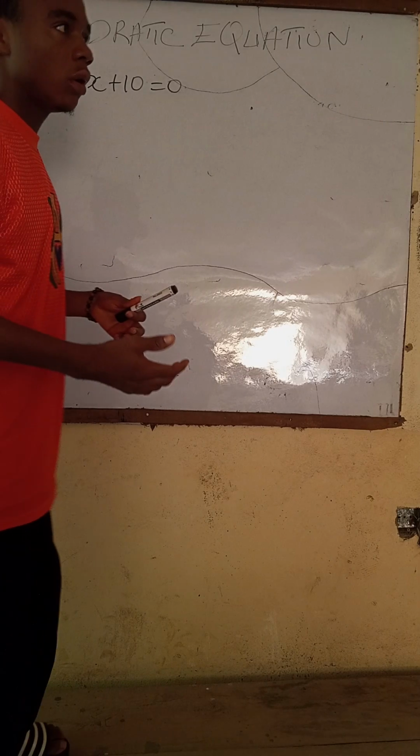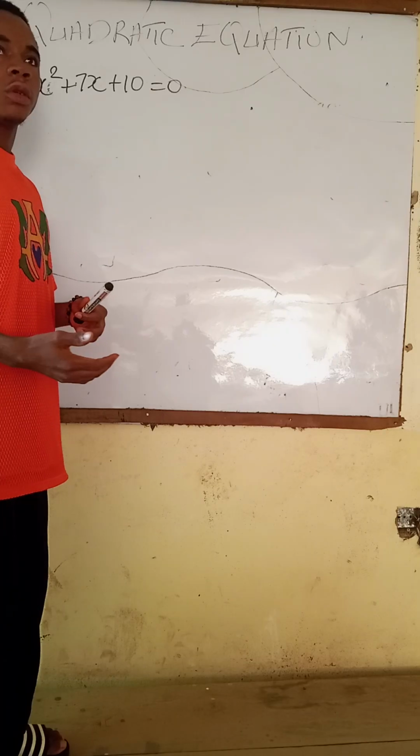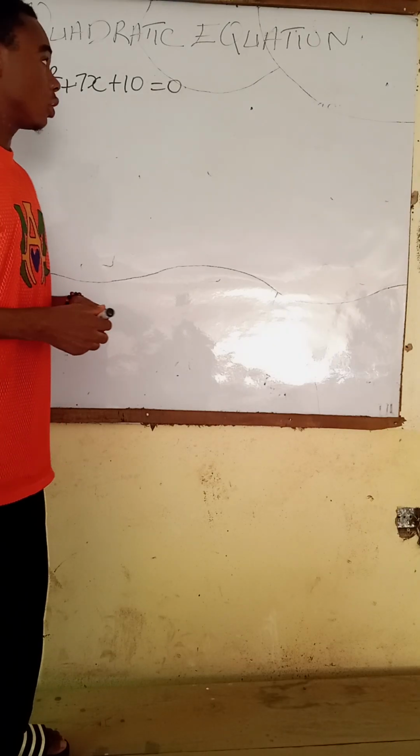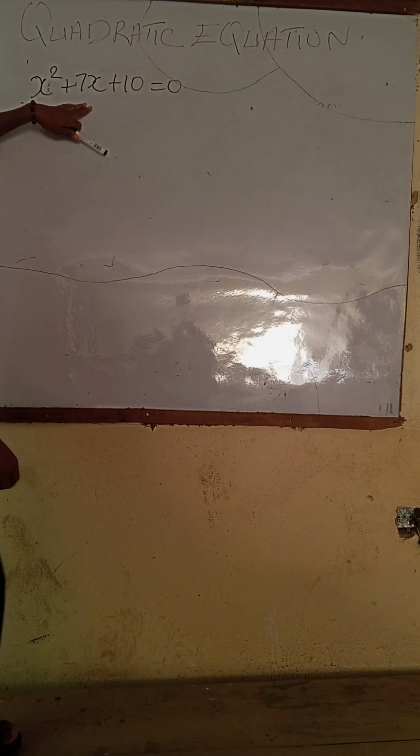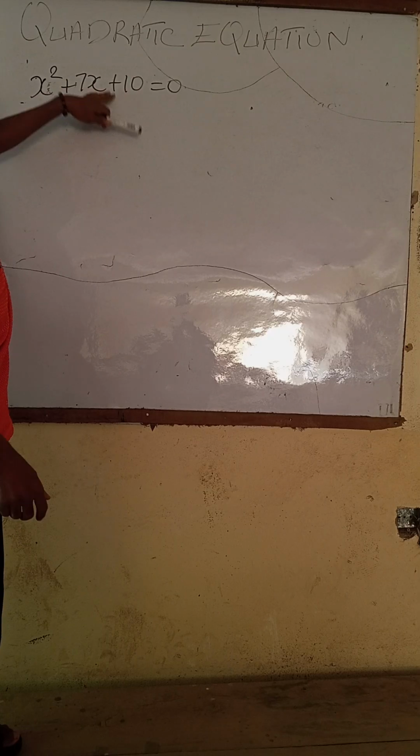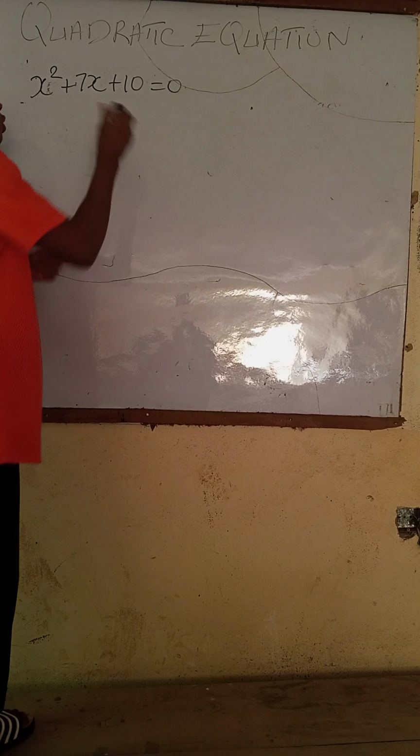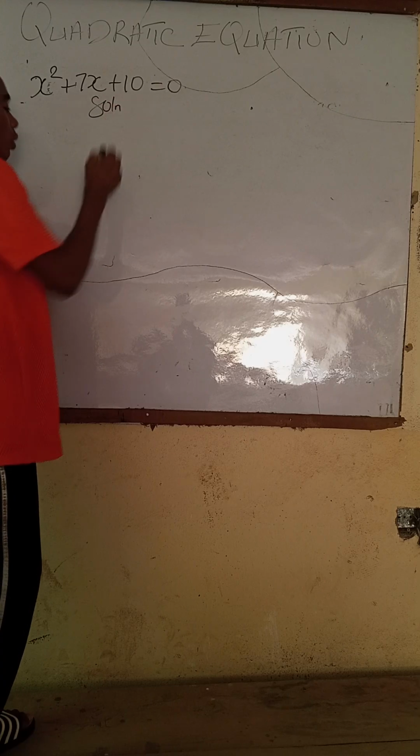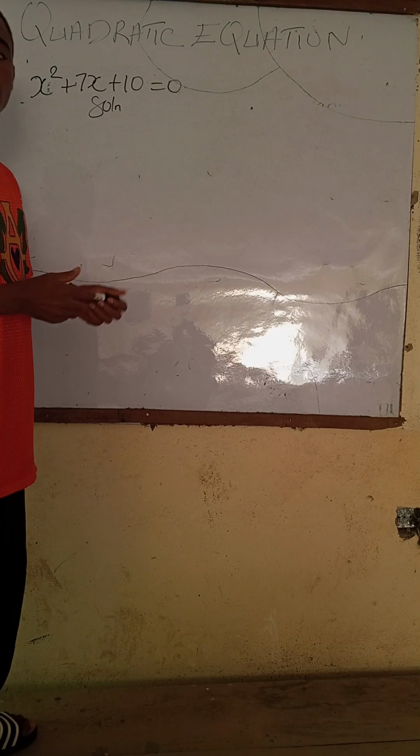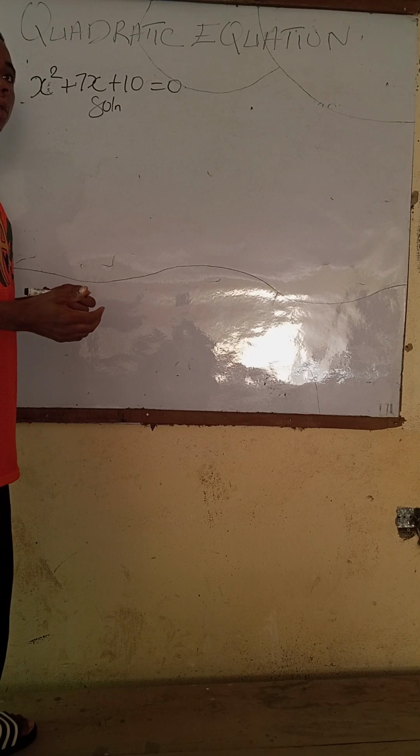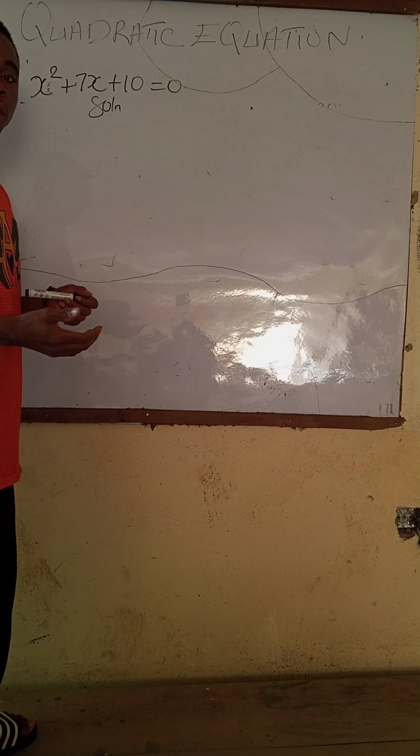Let's quickly rush to solving the question on factorization method. This question is giving us x squared plus 7x plus 10 equals 0. In solving a quadratic equation using the factorization method, one thing you should have at the back of your mind.